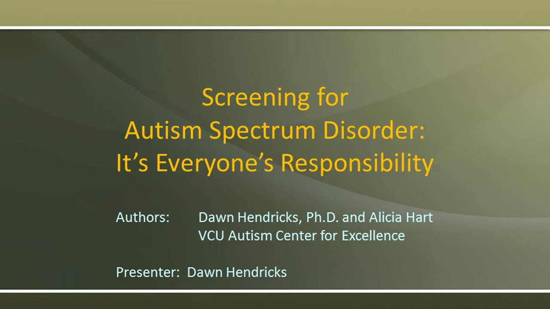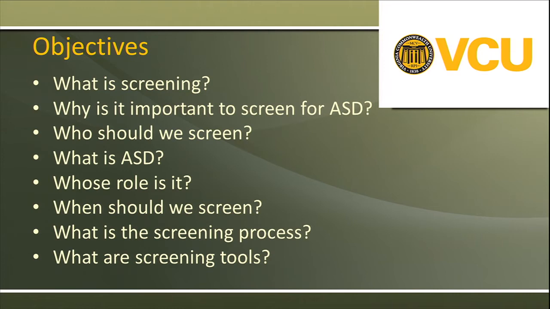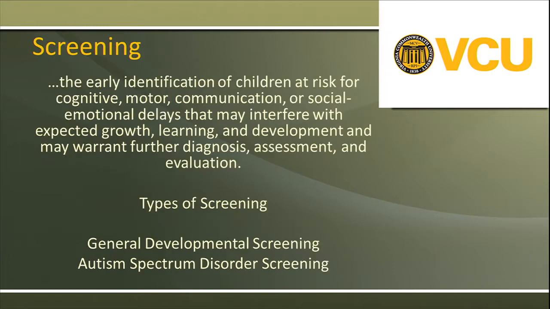We're going to be covering the following objectives during this presentation. What is screening? Why is it important to screen for autism spectrum disorder? Who should we screen? What is autism spectrum disorder? Just so we all make sure we know the characteristics and the warning signs. Whose role is it to screen? When should we screen? And of course, what is the screening process, and then what are the tools we can use in order to screen?